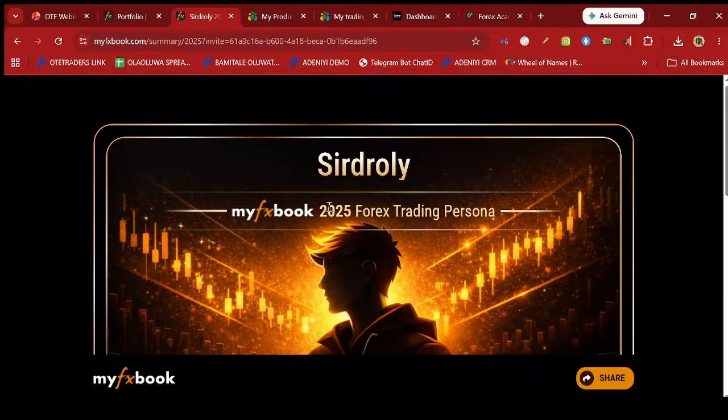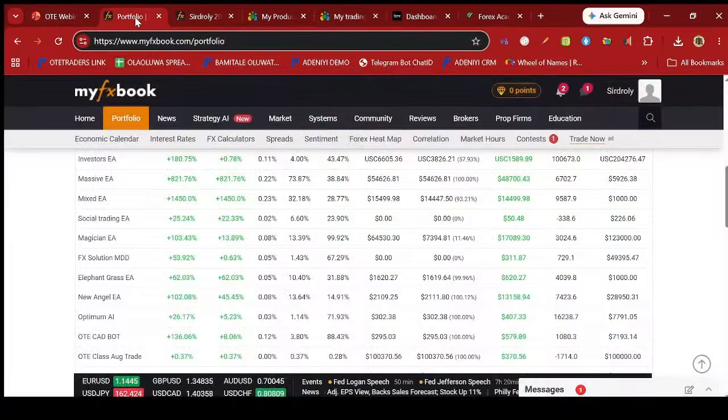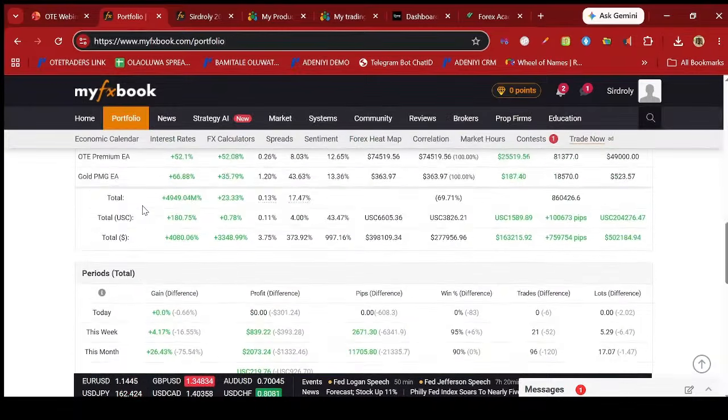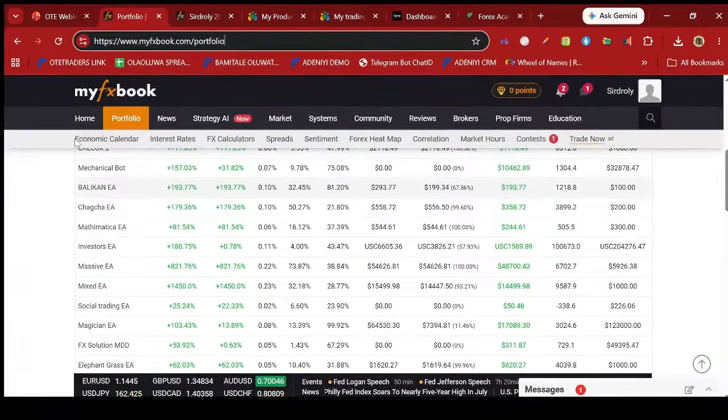You can see my FS book, 2025 forex trading personal. This is my own audited result from forex trading, not the business, not me being the MD of OT now. This is just me trading, my personal trading. So let's proceed. This is what I've done for myself, and like I said, you can see all the tools I've been using.